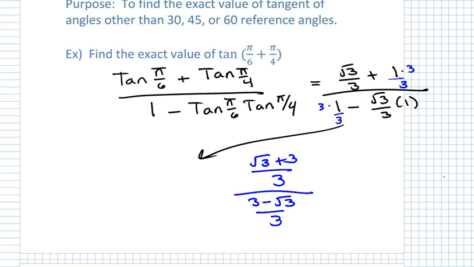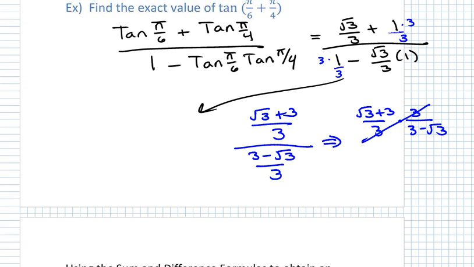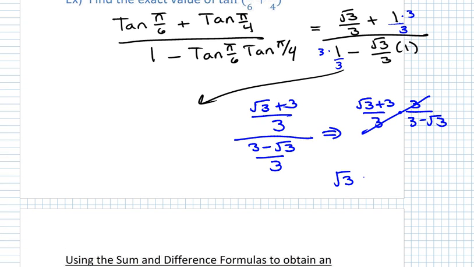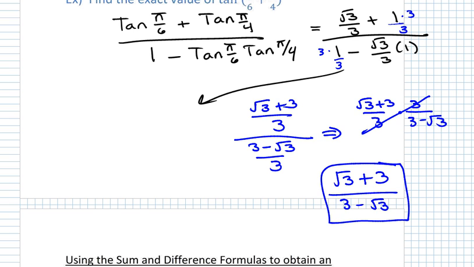And then remember, when you're dividing fractions, you multiply by the reciprocal. So it's the square root of 3 plus 3 over 3 times 3 over 3 minus the square root of 3. So notice you can cross out the 3s there, and you get the square root of 3 plus 3 over 3 minus the square root of 3, and that is your final answer.